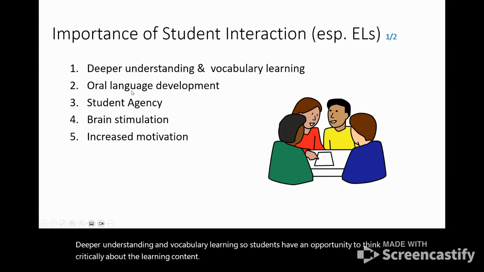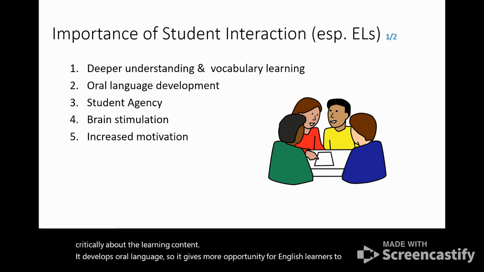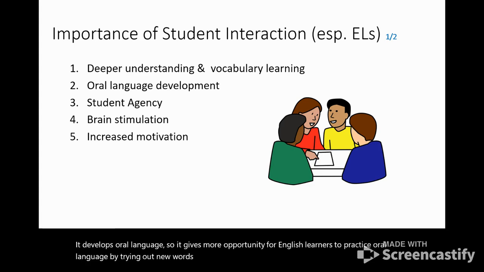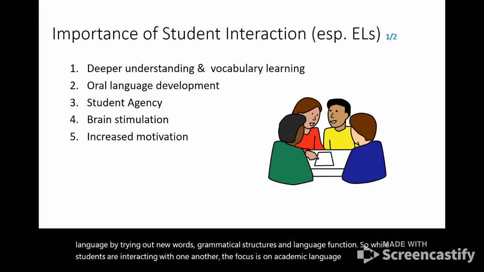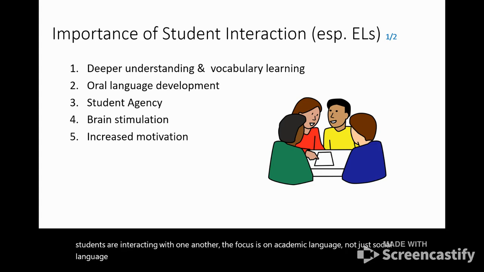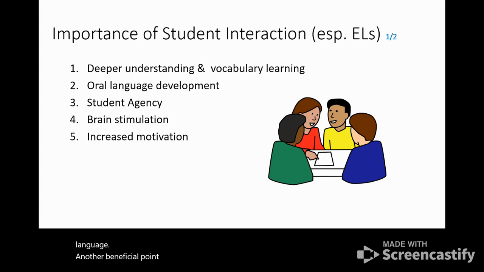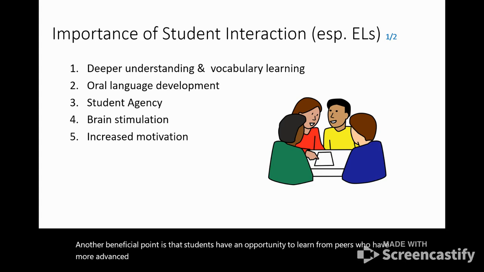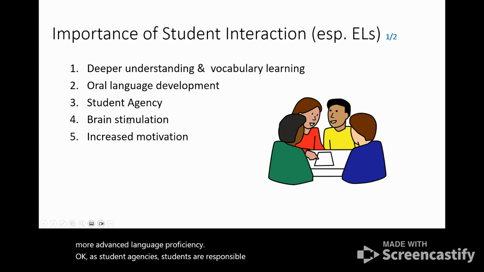It develops oral language. So it gives more opportunity for English learners to practice oral language by trying out new words, grammatical structures, and language functions. So while students are interacting with one another, the focus is on academic language, not just social language. Another beneficial point is that students have an opportunity to learn from peers who have more advanced language proficiency. Okay, as student agency, students are responsible for their own learning, brain stimulation, and increased motivation.